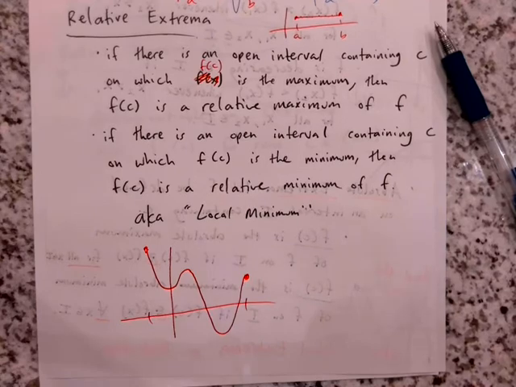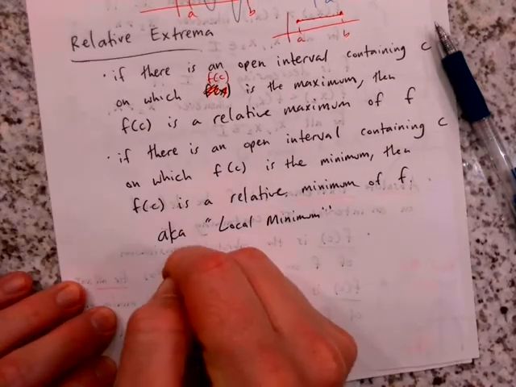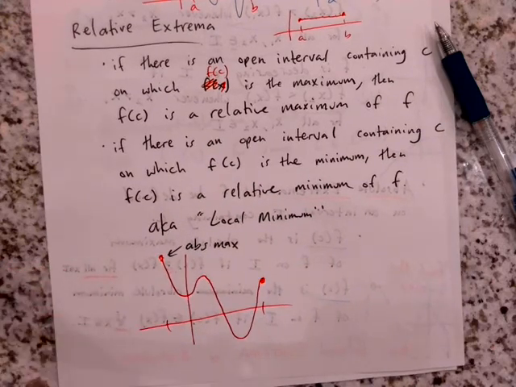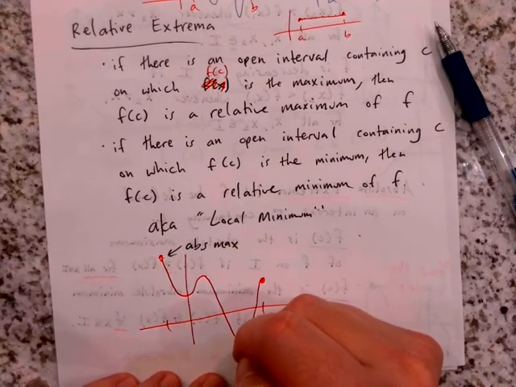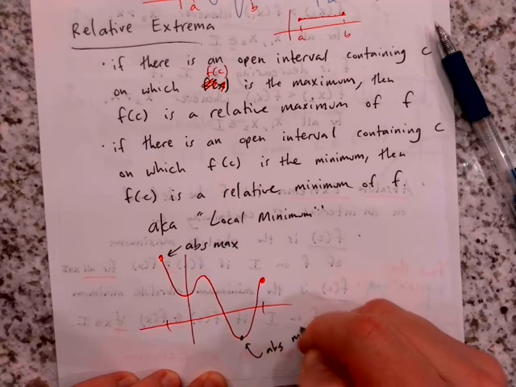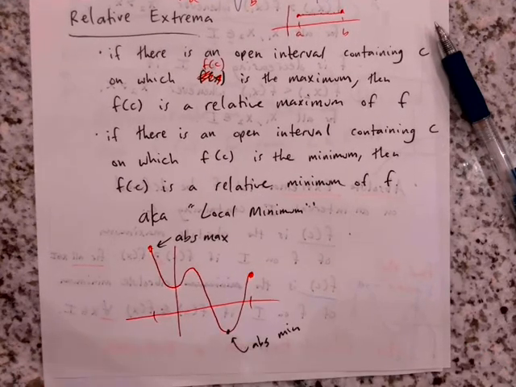So the absolute max is right here. That is the absolute highest point on our graph. The absolute min is right there. That is the absolute lowest. Now for the relative extrema.